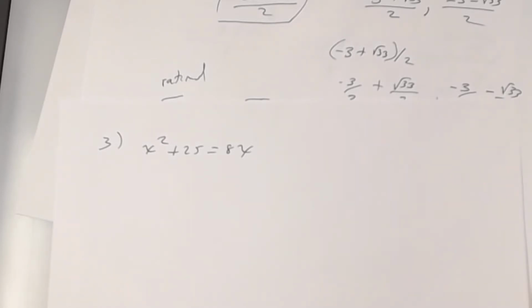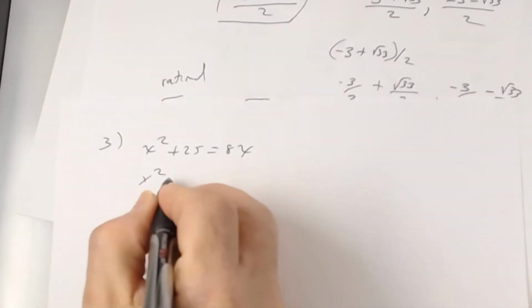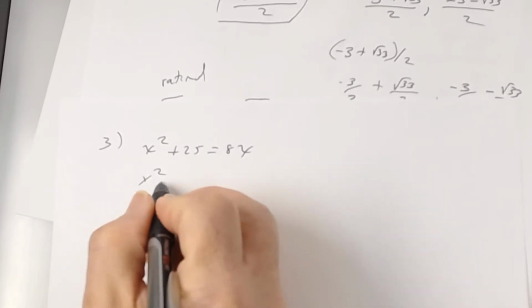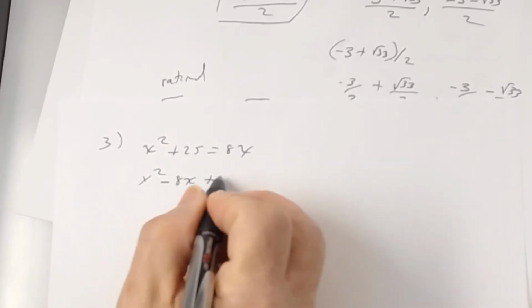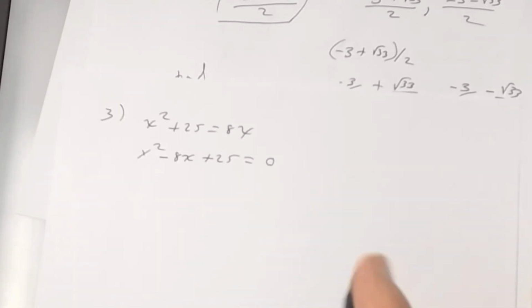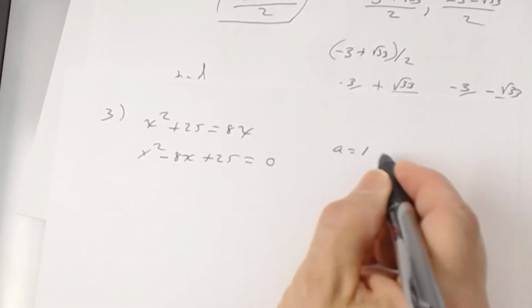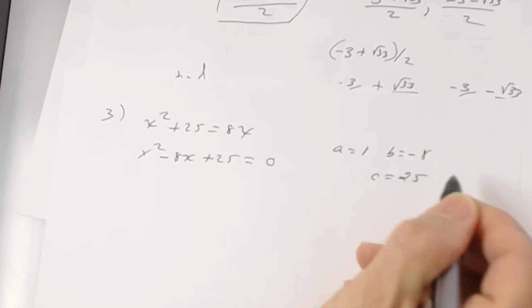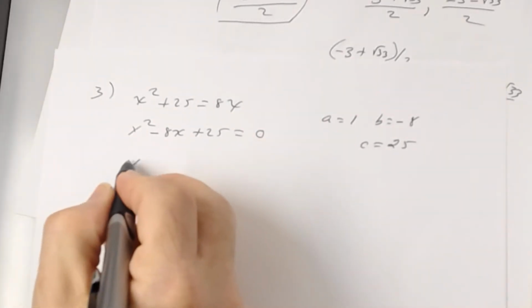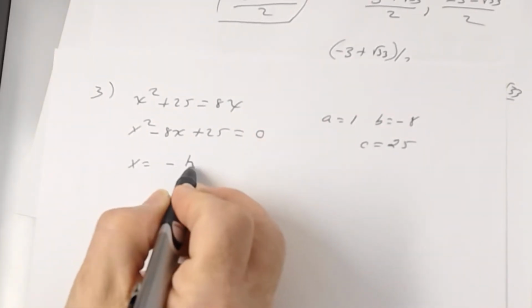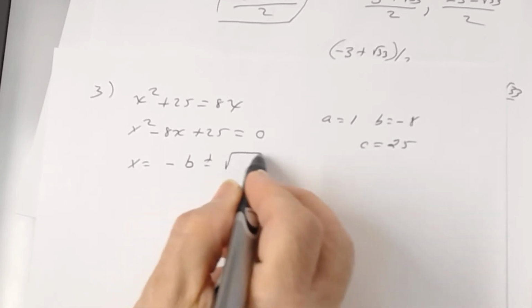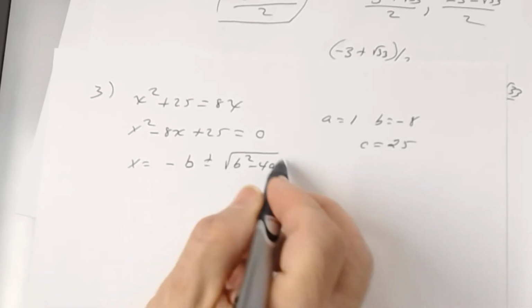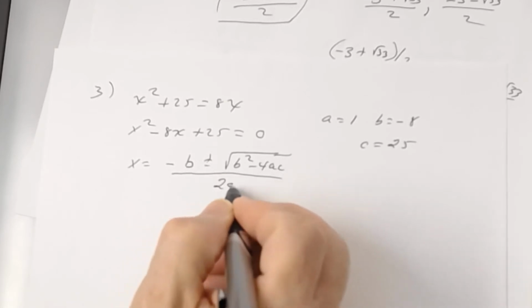All right, standard would be bring everything to one side and set equal to 0. Your book uses the word general. Okay, so we've got x squared. Putting these in order, what comes next? Minus 8x plus 25 equals 0. All right, what's A? What's B? Negative 8, good. What's C? 25. What's the quadratic formula? Negative B plus or minus the square root of B squared minus 4AC all over 2A.